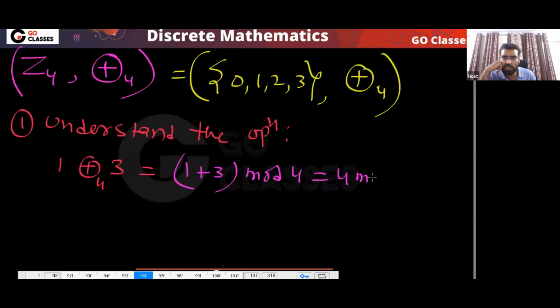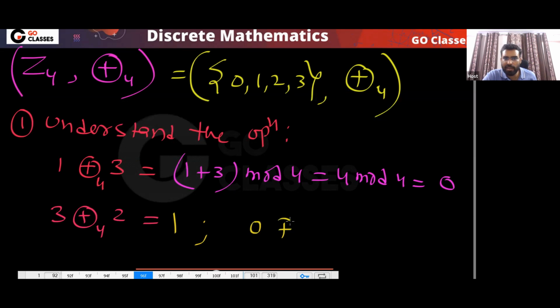So if you do this, it will be 4 mod 4, that is 0. Okay, so that is 0. So tell me what this one is. First you add, and that will be 5, and then you find the remainder. The remainder will be 1. If you take any two elements, is it closed? For example, if I take this element and this element, first you add, then you divide by 4. The remainder will be 3.